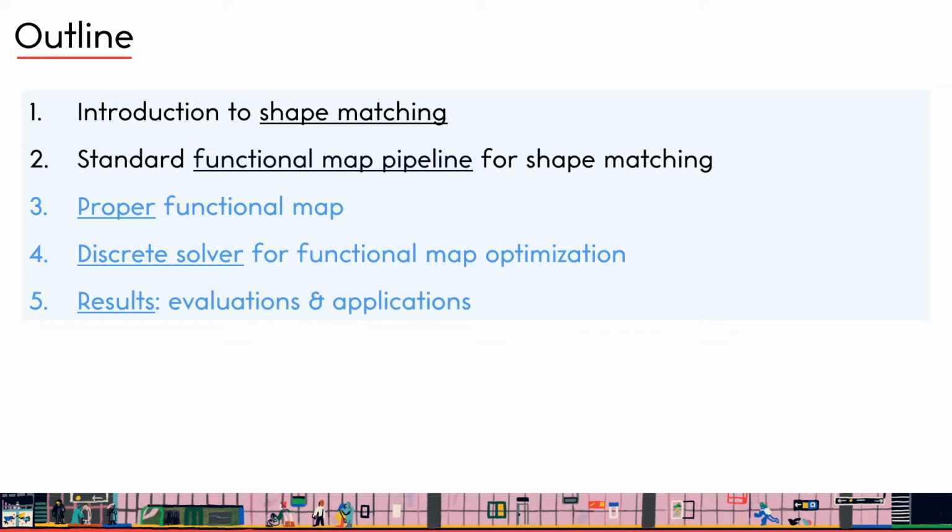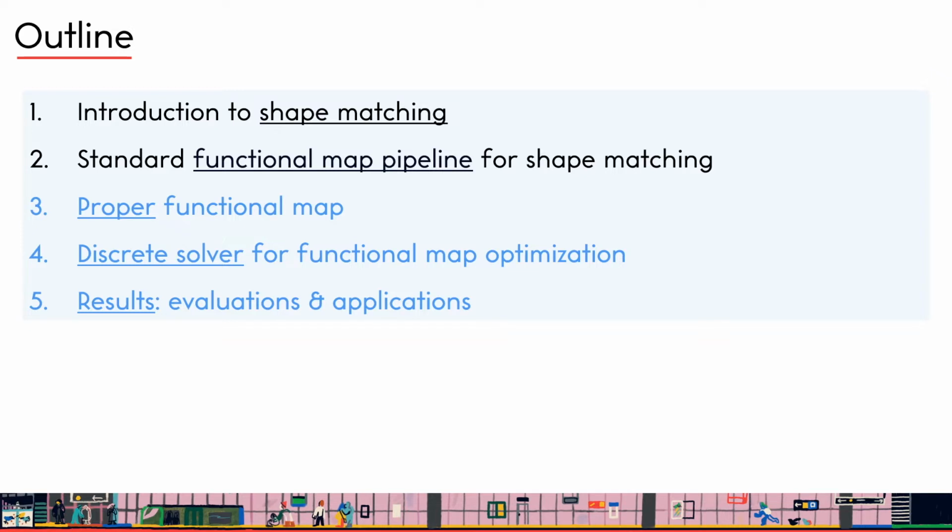To address these issues, we introduce the concept of proper functional map. We then regularize the functional map optimization in the space of proper functional maps. We propose a discrete solver to efficiently deal with this hard constraint. Finally, we show different evaluations and applications of our discrete solver.